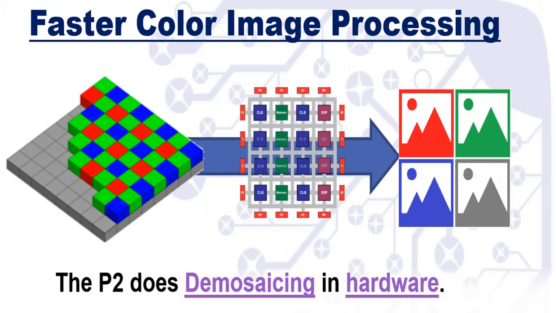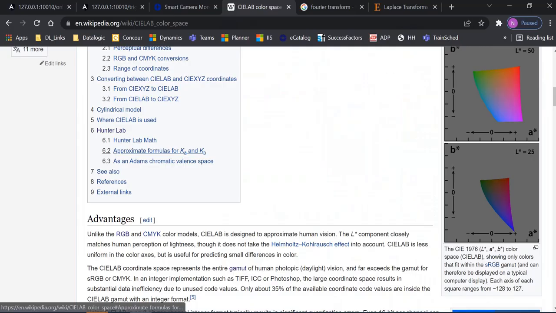Our P2 smart camera does demosaicing in hardware. Most color cameras have this Bayer filter where half the pixels have a green filter above them, 1/4 have red, 1/4 have blue, and you use interpolation between the red filtered pixels to come up with an estimate of what the red value of other pixels would be. And that process is called demosaicing. And again, the P2 does that in hardware, so it's super fast.